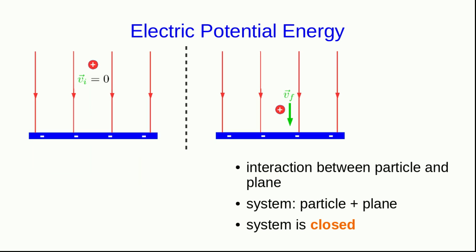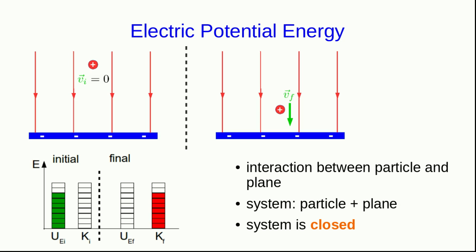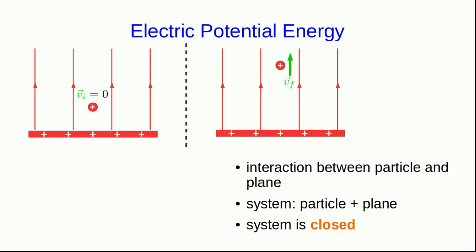Well, this particle is going to accelerate towards the plane, and so if it starts at rest, then later on it's going to be moving faster. This tells us that the system has gained kinetic energy, and it's closed, and so it must have lost electrical potential energy. And so we conclude that the electric potential energy of a positive and a negatively charged object is higher when they're farther apart.